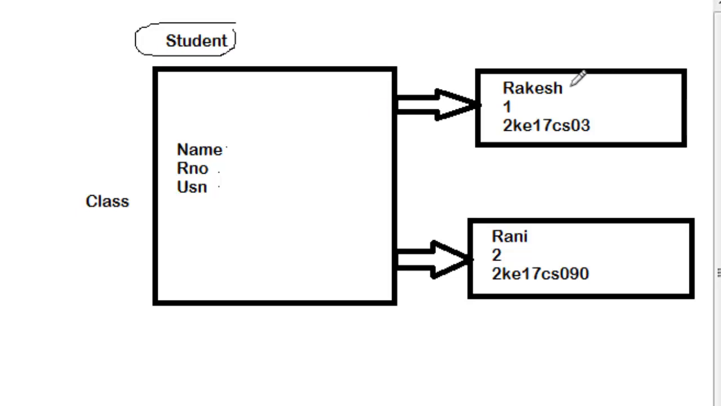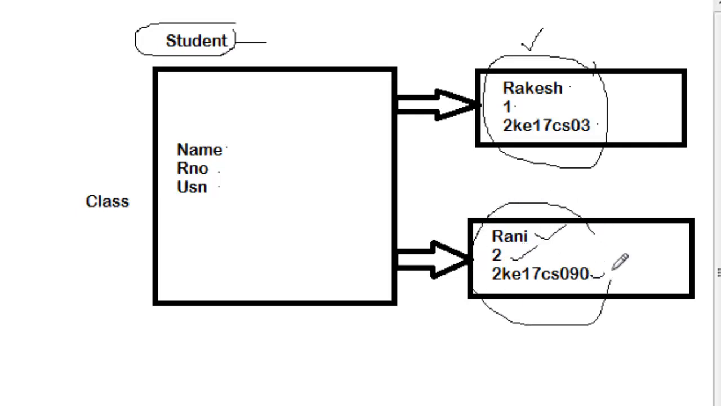You can see here the first object, name is Rakesh, roll number is 1, and this is the USN. This is just an implementation of this class student. Similarly, you can see the second object, name is Rani, roll number is 2, and this is the USN. So object is just an implementation of your class. Class is just a template, for our reference. The actual implementation of the class is objects.